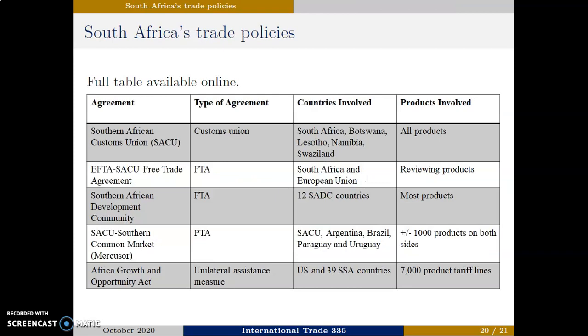Before we end for this week, here are some of South Africa's current trade agreements and the level of economic integration. The highest level of economic integration is the South African Customs Union between South Africa, Botswana, Lesotho, Namibia, and Swaziland. It involves products that flow between all of these countries. You can read through the list of the others, and refer to the full list on eCanva. You see we have the Customs Union, Free Trade Agreements, and preferential trade agreements.